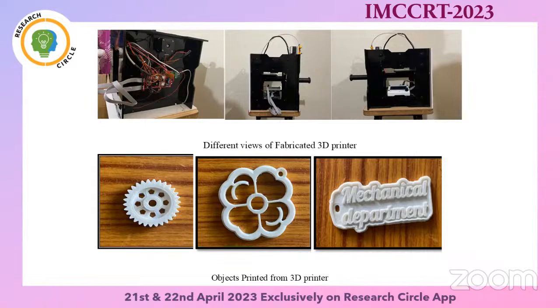So which material have you used in that? How is your 3D printer more economical than the market one? Firstly, the body is made of plastic or fiber, we can say. And the parts we have used in this 3D printer are refurbished or used parts. Right, Ashraf. Okay, thank you, Ashraf. Thank you so much.